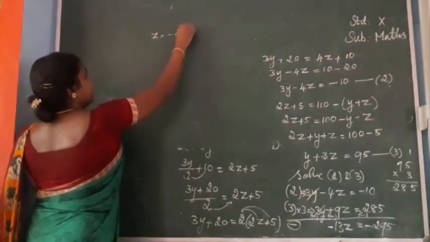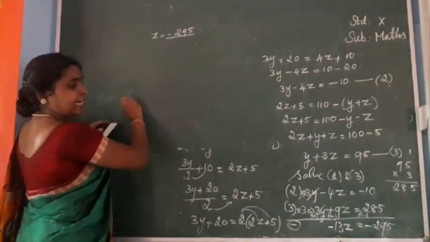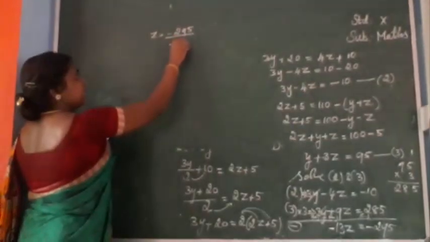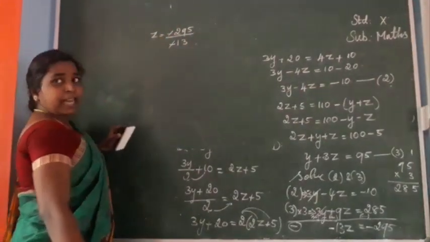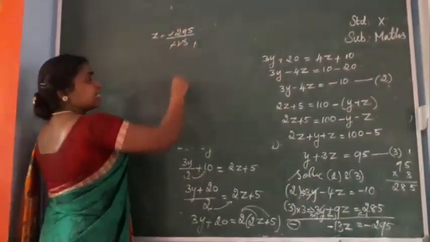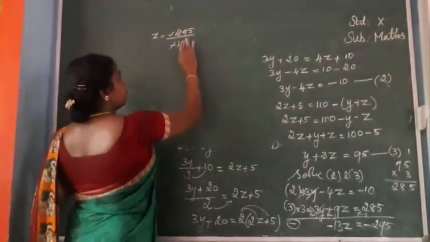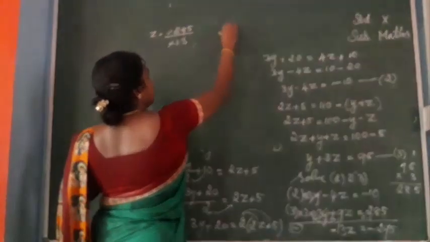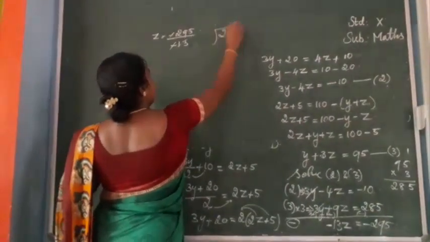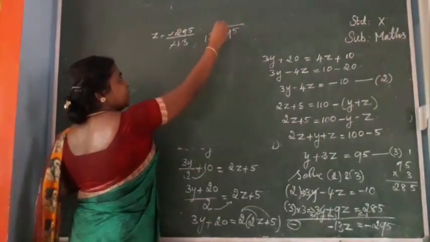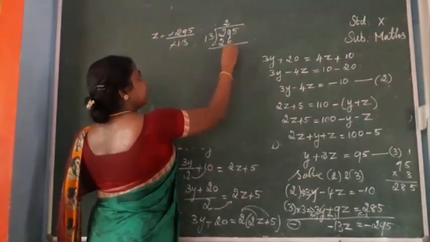Equal to minus 295 over minus 13. We take the right hand side, so minus minus cancel. That is 295 by 13. How many 13s are here? Otherwise you divide by the long division method: 295 divided by 13. 2 13s are 26. Remaining 3, 35.